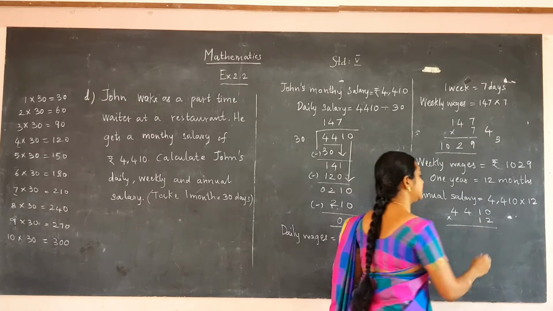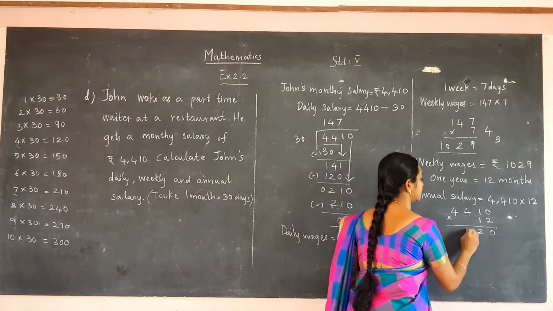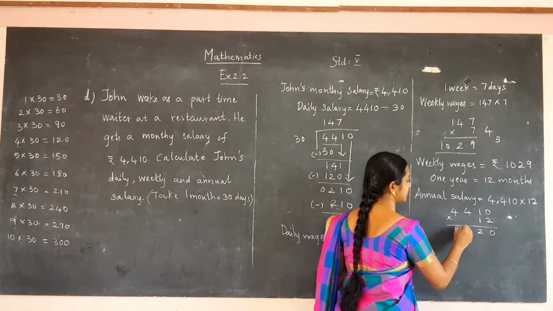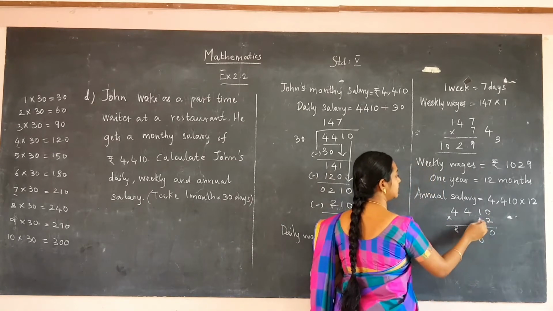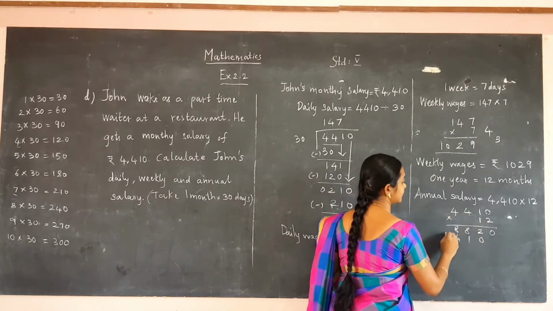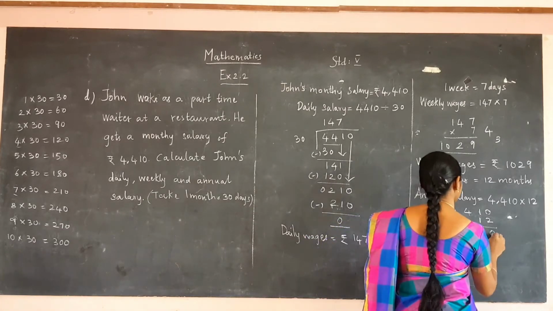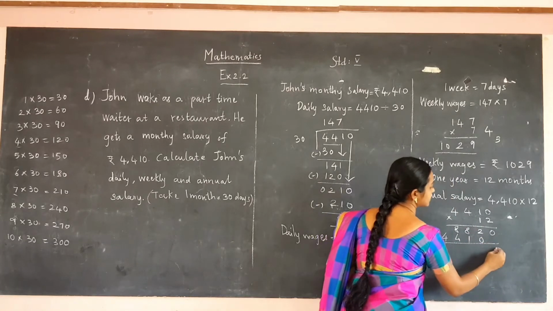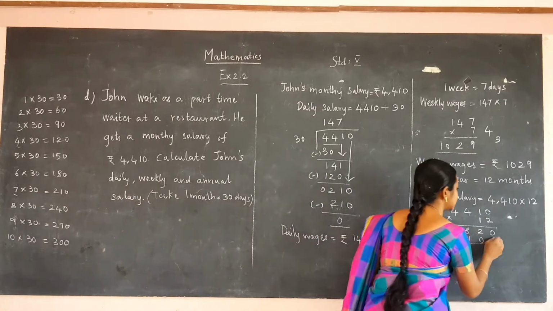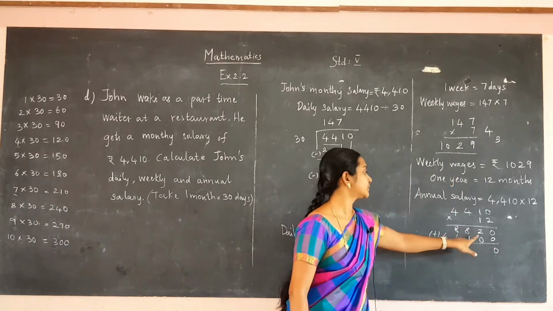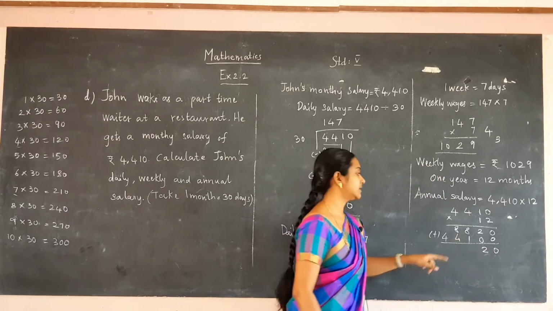Two into 0 will be 0, 1 into 2 will be 2, 4 into 2 will be 8, again 4 into 2 will be 8. 1 into 0 will be 0, 1 into 1 will be 1, 1 into 4 will be 4 and 1 into 4 will be again 4. Now add these two numbers. Here we don't have any number, so write 0 as it is. While writing the second number you have to put a 0 in the first place. So put a 0. 2 plus 0 will be 2. 8 plus 1 will be 9.